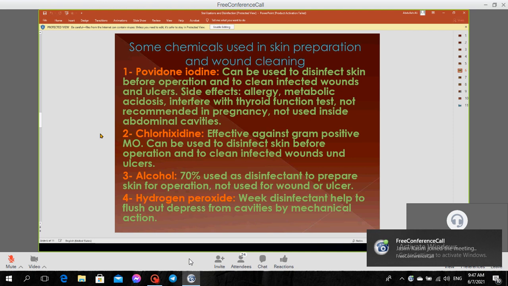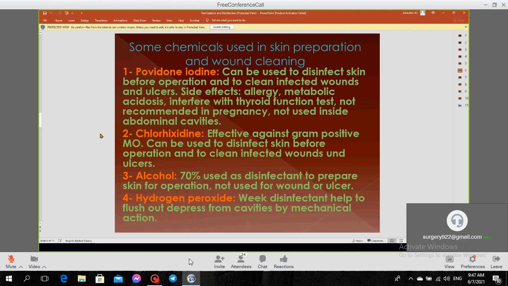Another material which is used for skin preparation is chlorhexidine, which is effective against gram-positive microorganism and can be used to disinfect the skin before operation and to clean infected wounds and ulcers. We may also use alcohol 70%, also used to prepare skin for operation, not used for wounds or ulcers.